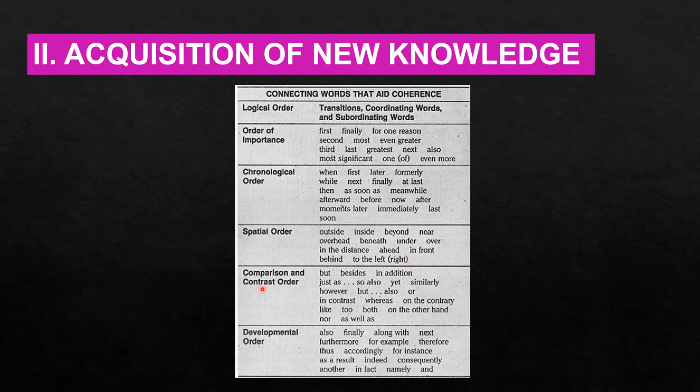For comparison and contrast order, we have the following transitions: but, besides, in addition, just as, so, also, yet, similarly, however, but, also, or, in contrast, whereas, on the contrary, like, to, both, on the other hand, nor, as well as. For developmental order, we can use the following transitions: also, finally, along with, next, furthermore, for example, therefore, thus, accordingly, for instance, as a result, indeed, consequently, another, in fact, namely, and.